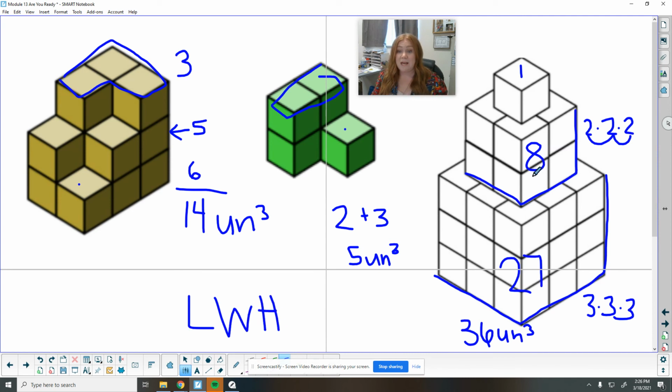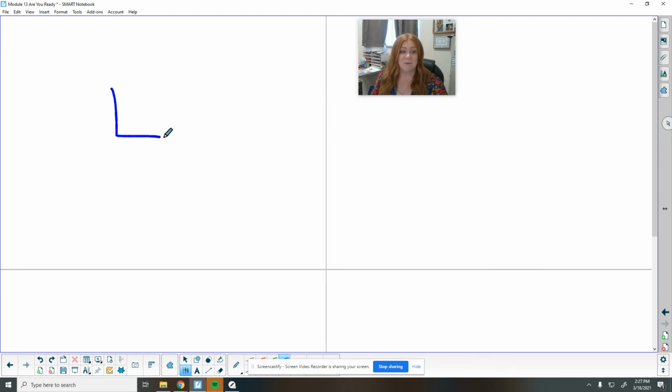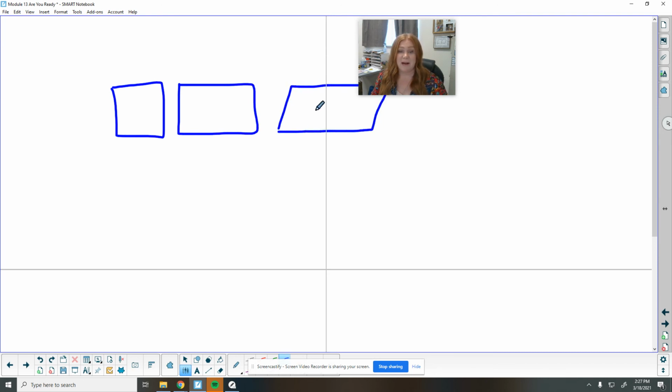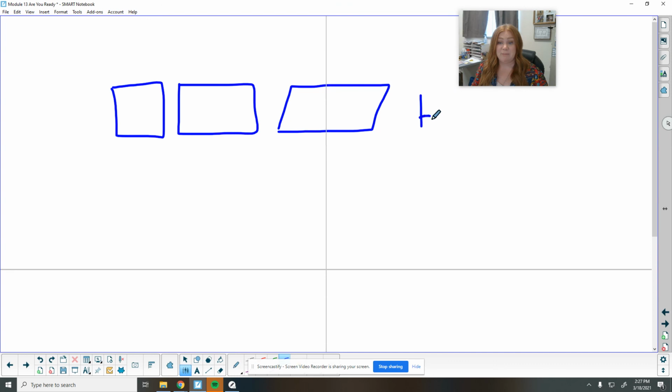And then I think there's one of these shapes on your Are You Ready that will look a little different than just a rectangle that you're going to need to do some reasoning about. And then there are also some area questions. So if you remember, anytime we're doing a rectangle or a square or a parallelogram, we just do base times height. Remember, height goes straight up and down.